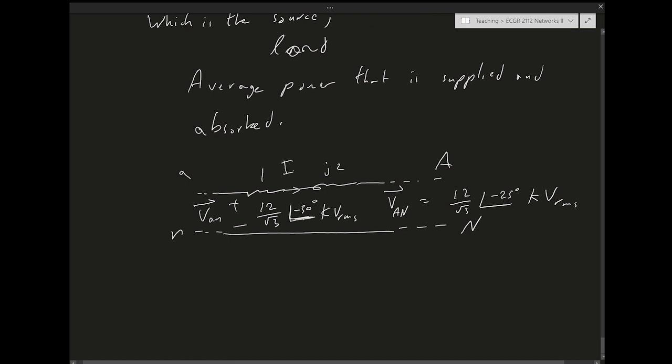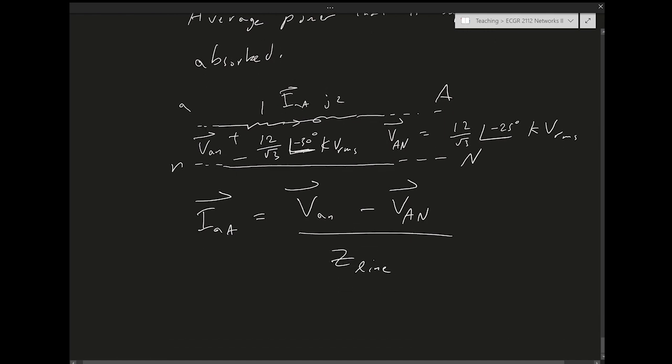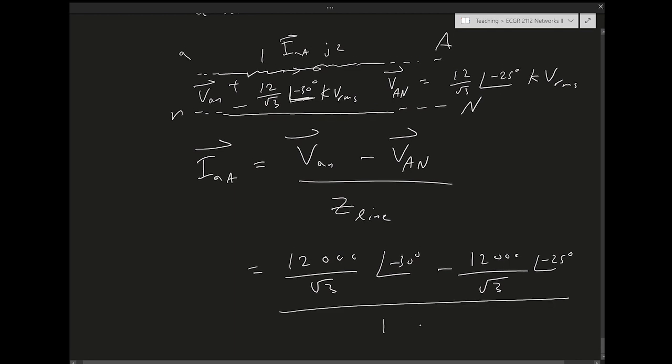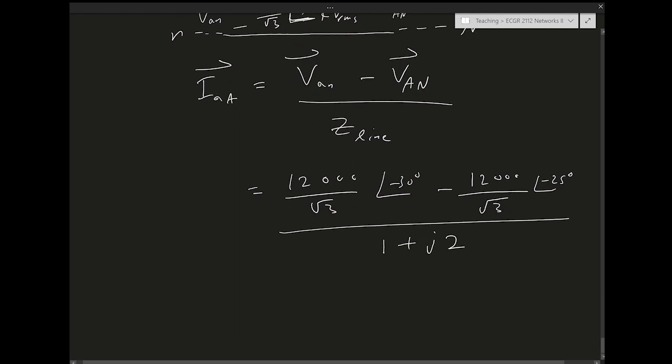So this is IAA. IAA is just going to be VAN minus V capital A capital N over Z line. So that's going to be 12,000 over square root of 3 at minus 30 degrees minus 12,000 over square root of 3 at minus 25 degrees. The whole thing is over 1 plus J2. We calculate this number, nothing fancy here.